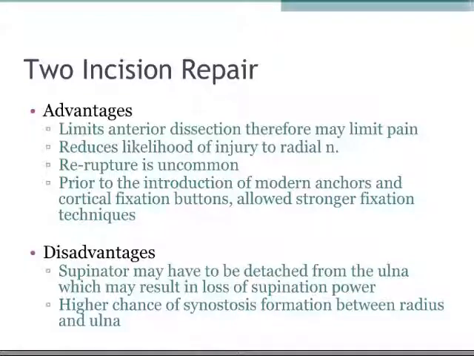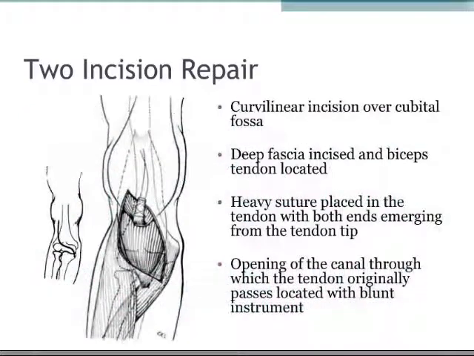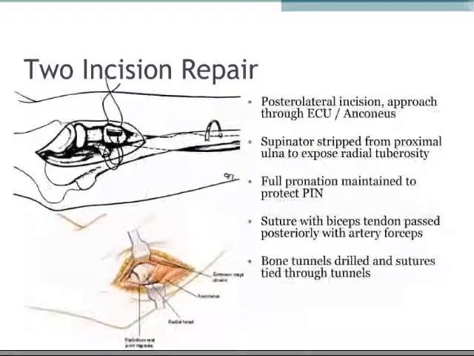The two incision repair that Boyd and Anderson described: a curvilinear incision over the cubital fossa, and these are diagrams from Boyd and Anderson's original paper. The deep fascia is incised and the biceps tendon located, a suture is placed with both ends emerging from the tendon tip, and then passing the distal tendon through the canal with blunt dissection, and making a posterolateral incision, an approach through ECU and anconeus, stripping supinator from the proximal ulna, doing this in full pronation to try and prevent nerve injury.